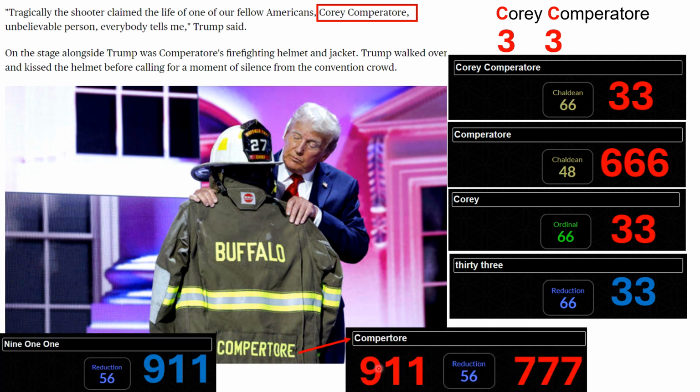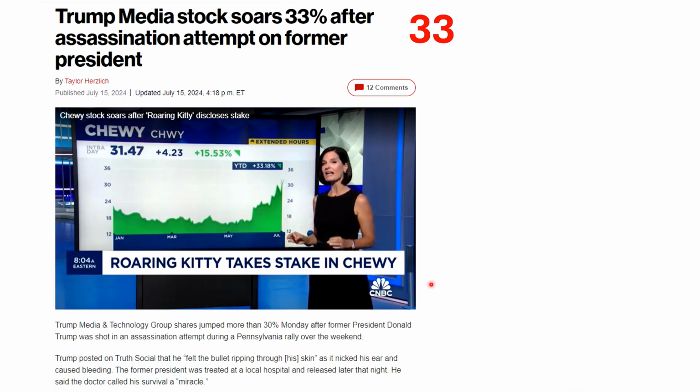Now this misses the A for some reason, so it's a misspelling. But if we look at comparator, it's that number 56, which is 7 times 7 plus 7, and it's also in full reduction. 911 is 56, so we've got a 911 and a 777 code there. Coincidence? Oh, and of course, don't miss this, we've got 2 sevens for the 77 code there. There's another 33 here. Trump media stock soars 33% after the assassination attempt.